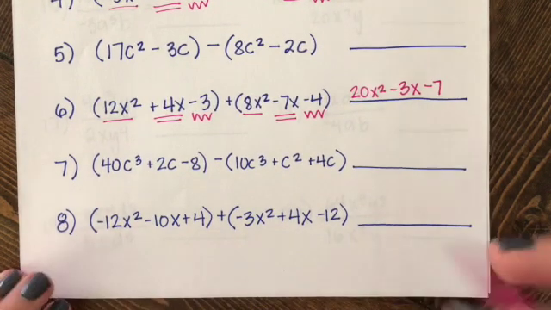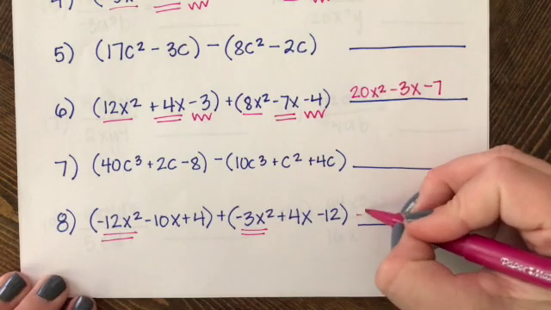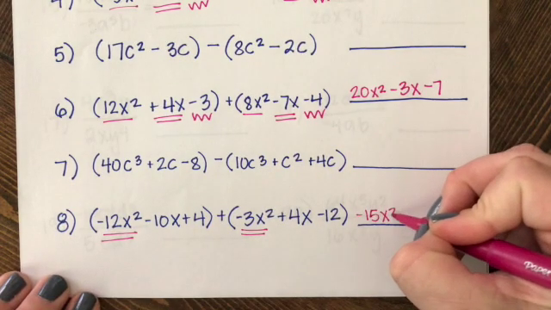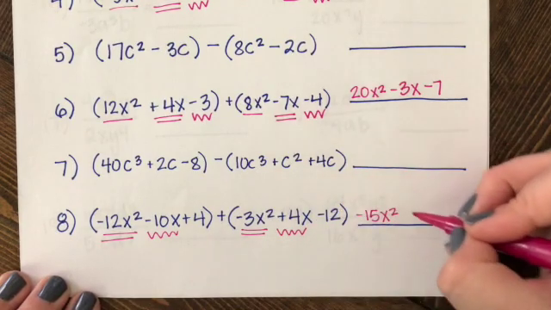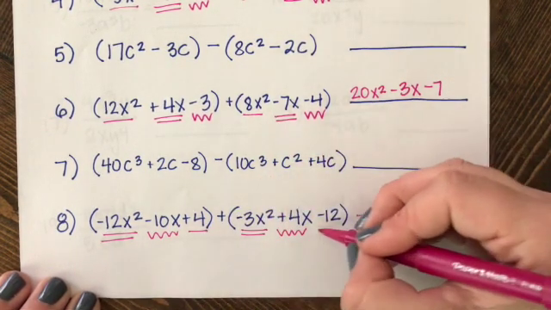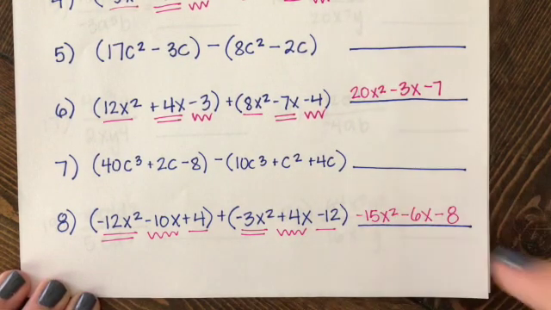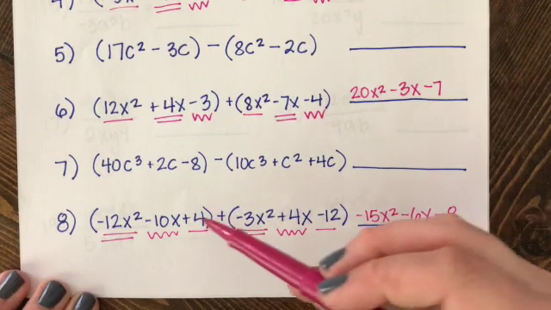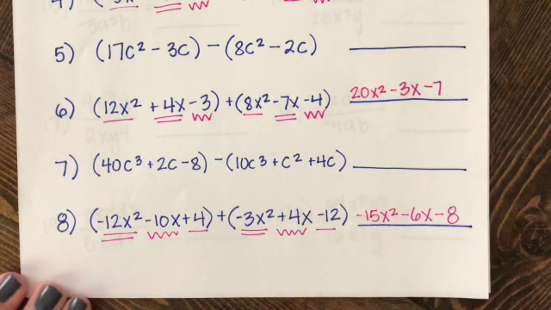And number 8, negative 12x squared minus 3x squared would be negative 15x squared. And then negative 10x plus 4x would be negative 6x. And then 4 minus 12 would be minus 8. Right? They're different signs, subtract. So 12 minus 4 is 8, and the bigger absolute value was the negative.